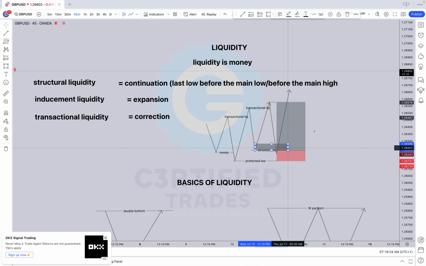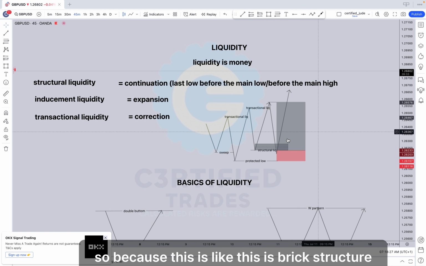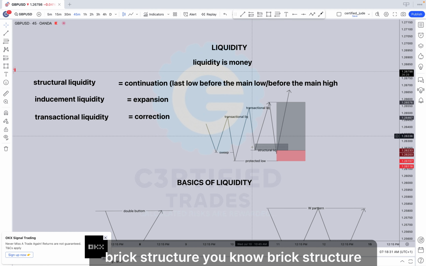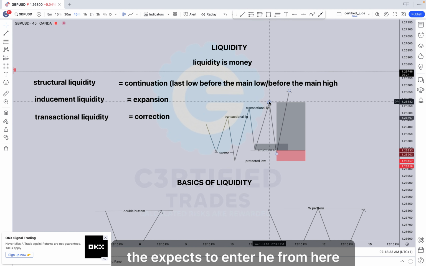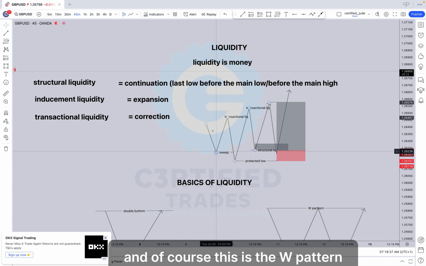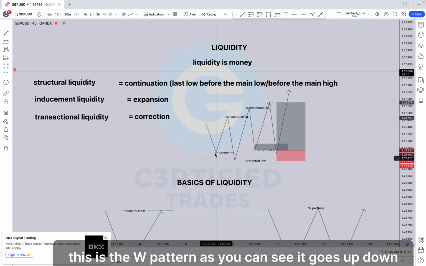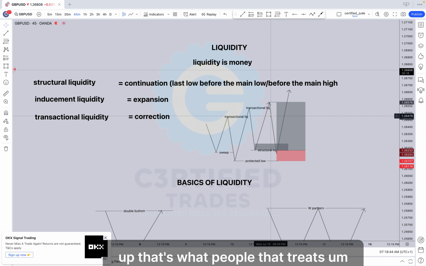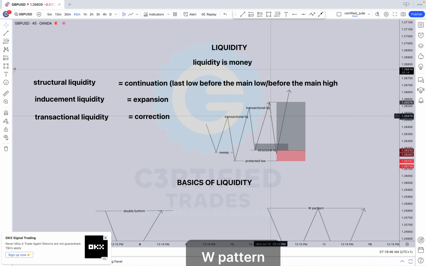All right, you understand? Because this is brick structure, they expect to enter from here, and of course this is the W pattern. As you can see, it goes up, down, up, down, up. There are some people that trade the W pattern.